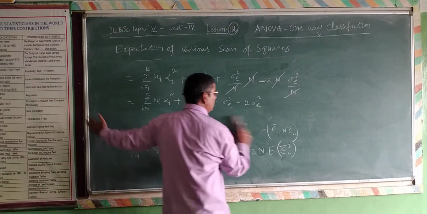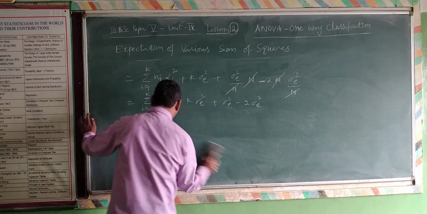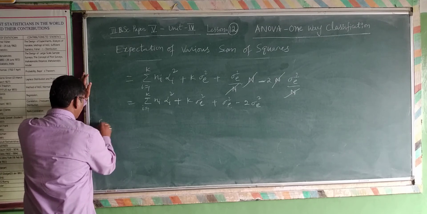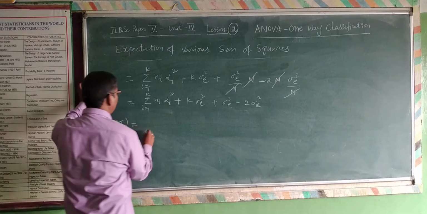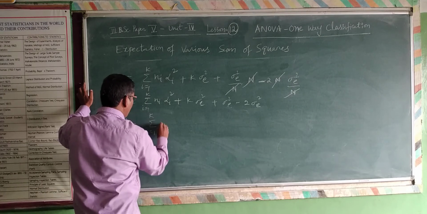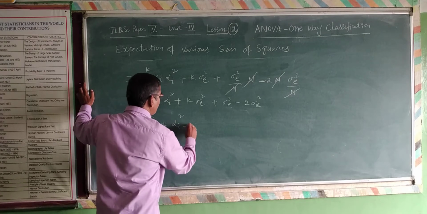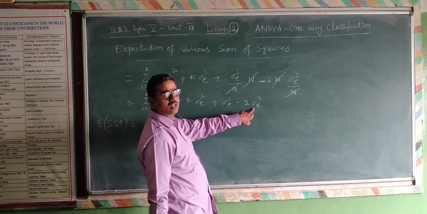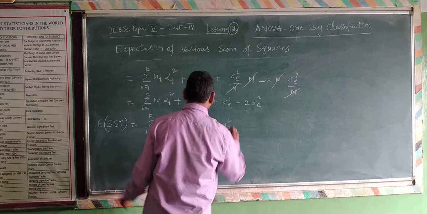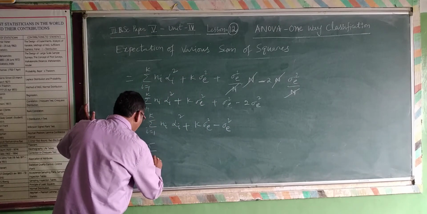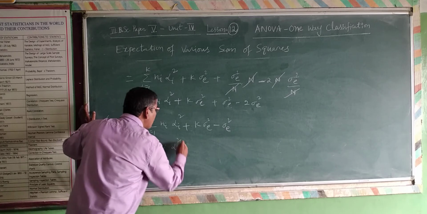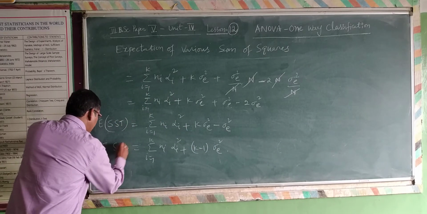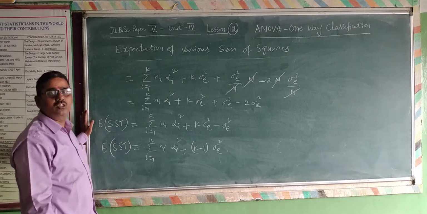Do you understand this? This is what we have, that equation of expectation of sum of squares due to the treatments. So expectation of sum of squares due to the treatments is equal to summation i equals 1 to k n_i alpha_i squared plus k sigma_e squared minus sigma_e squared, hence it is summation i equals 1 to k n_i alpha_i squared plus (k minus 1) sigma_e squared. That is the value of expectation of SST, sum of squares due to the treatments.